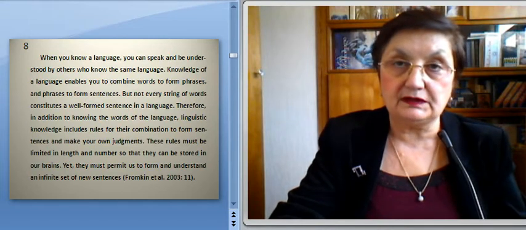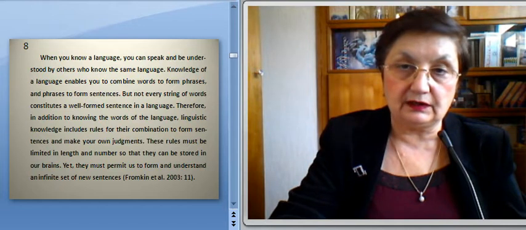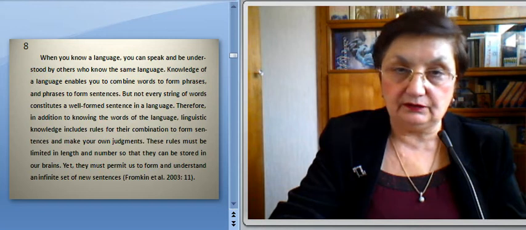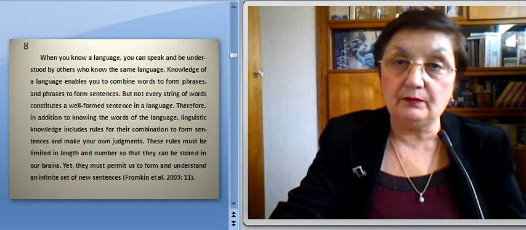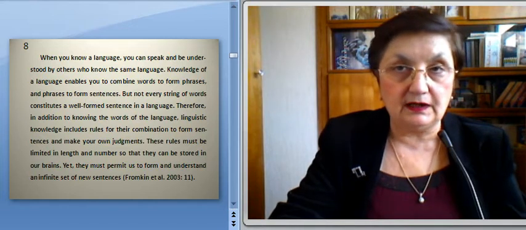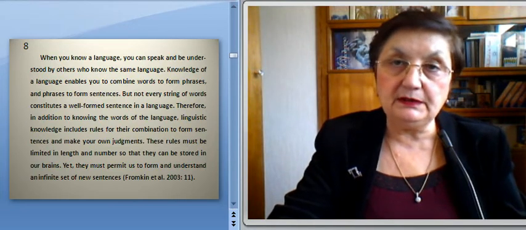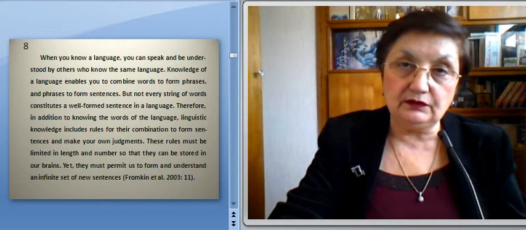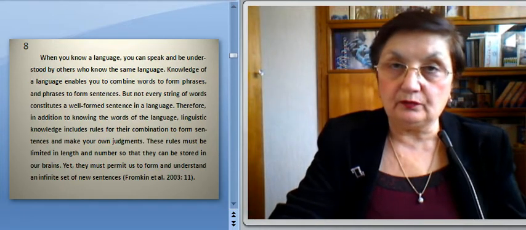But not every string of words constitutes a well-formed sentence in a language. Therefore, in addition to knowing the words of the language, linguistic knowledge includes rules for their combination to form sentences and make your own judgments. These rules must be limited in length and number so that they can be stored in our brains. Yet, they must permit us to form and understand an infinite set of new sentences.